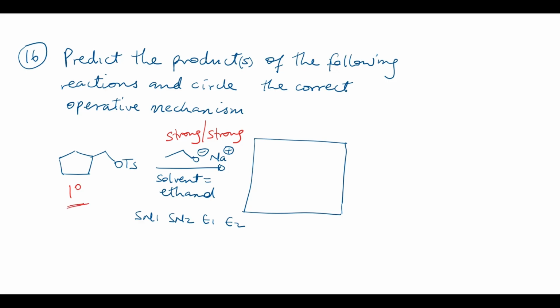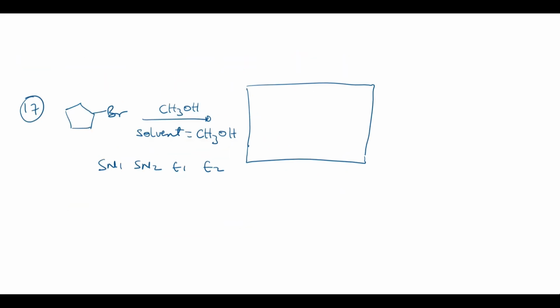So since we have a primary tosylate and a strong nucleophile that can also behave as a strong base, SN2 will prevail essentially. And in an SN2 mechanism, the nucleophile attacks the electrophilic carbon, thereby kicking out the leaving group. And so our product will be such that the ethoxy group is attached to the electrophilic carbon.